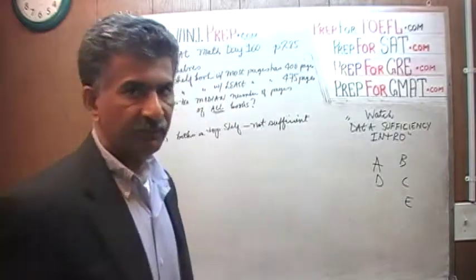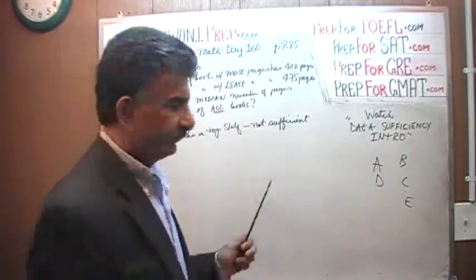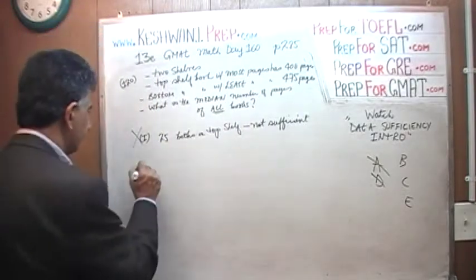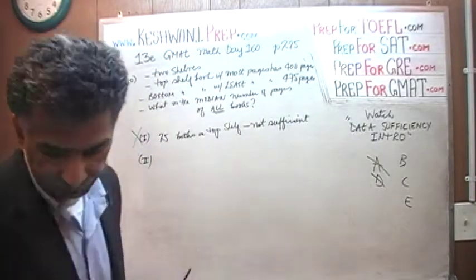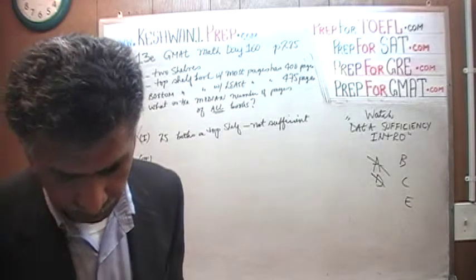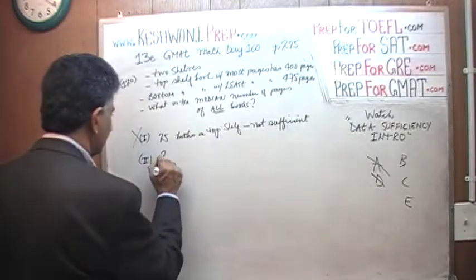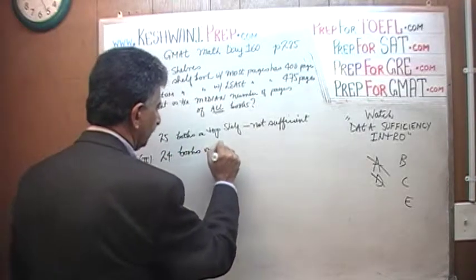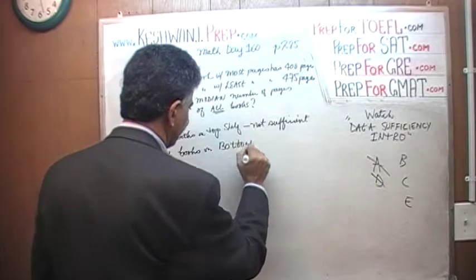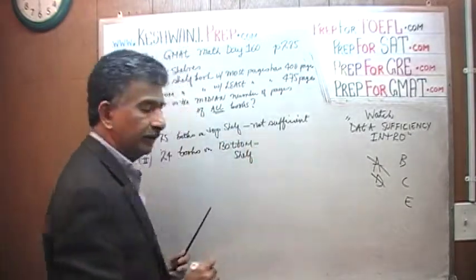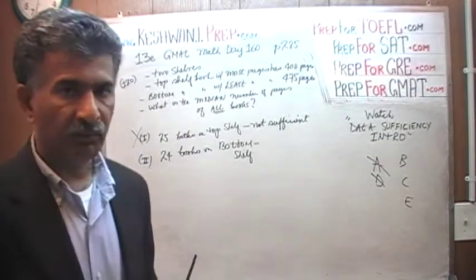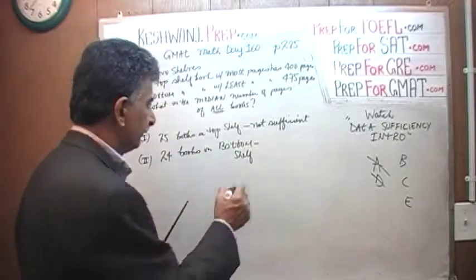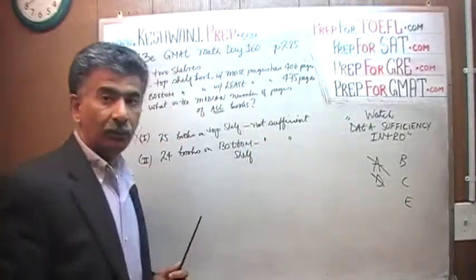Since the first statement by itself is not sufficient, the answer cannot be A or D. It will have to be either B, C, or E. Let's look at the second statement. In the second statement, they tell us that there are 24 books on the bottom shelf. Again, simply knowing that there are 24 books on the bottom shelf and nothing about how many books there are on the top shelf doesn't do any good. It's not sufficient. Therefore, the answer also cannot be B.